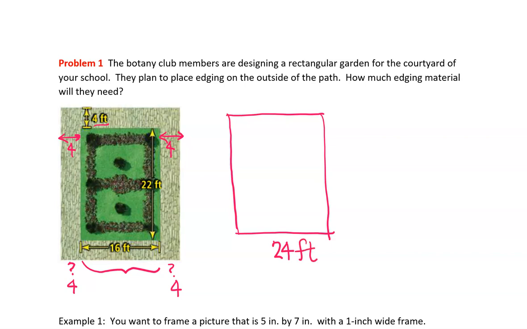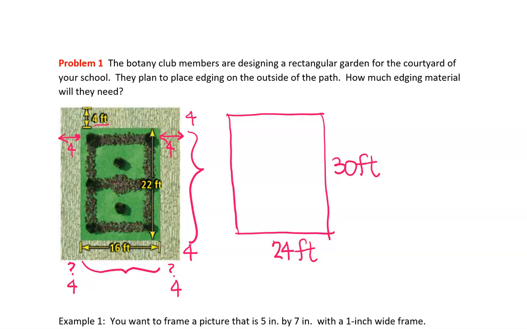Okay, let's do the same thing going the other direction. You have 22 feet here. We already figured out that on the top, this is 4, but also if it's a 4-foot path, it's the same on the top and the bottom. So here we have 22 plus 8, or 30 feet.